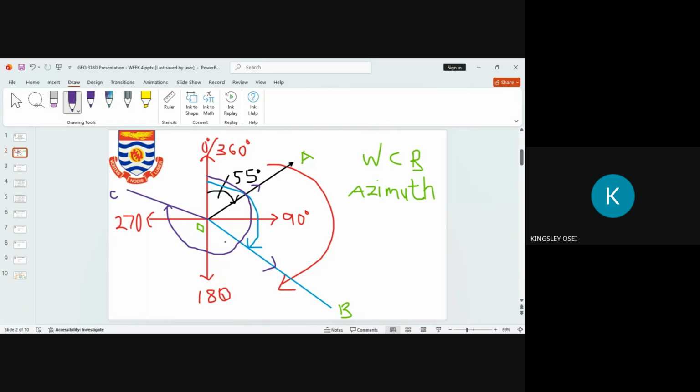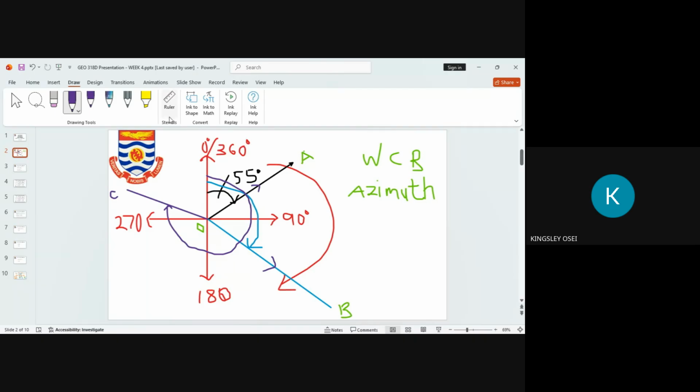the picture and the sketch always help us to appreciate the magnitude of the angle involved, but the rule is still the rule. Don't mix it up with any other system. Whole circle bearing or azimuth, you take off from the north, you measure clockwise. The angle you will travel from the north to meet the line, that is the bearing of that line.